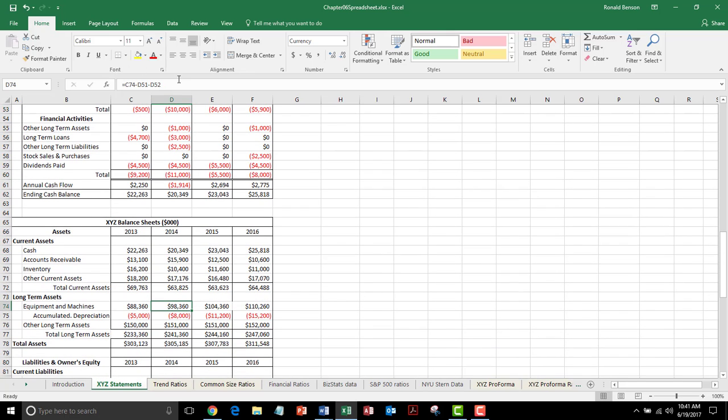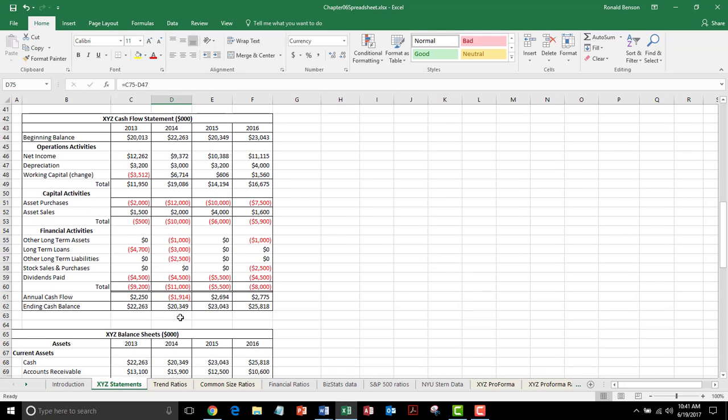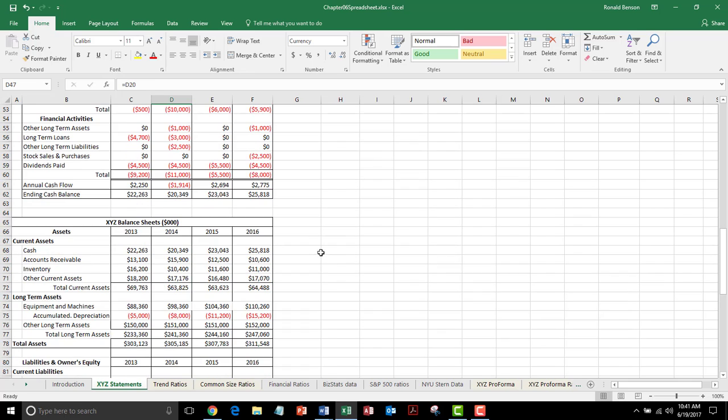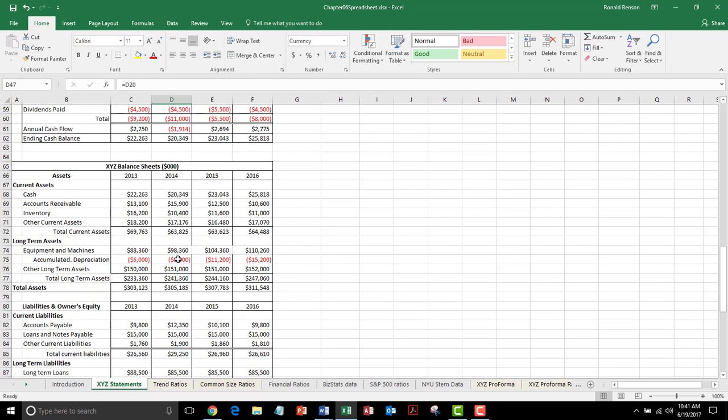And you can see this equation to do that. That's the same for all three. Accumulated depreciation has to be recorded. That comes from here in the cash flow statement or the income statement. 3,000. And so you can see accumulated depreciation went from 5 to 8. We subtract that out. Essentially, you get your book value of machines is equipment and machines minus accumulated depreciation.